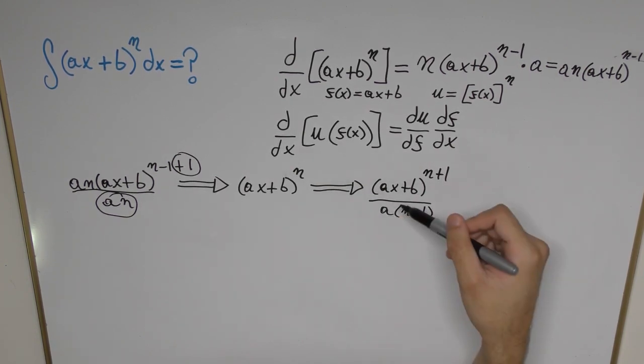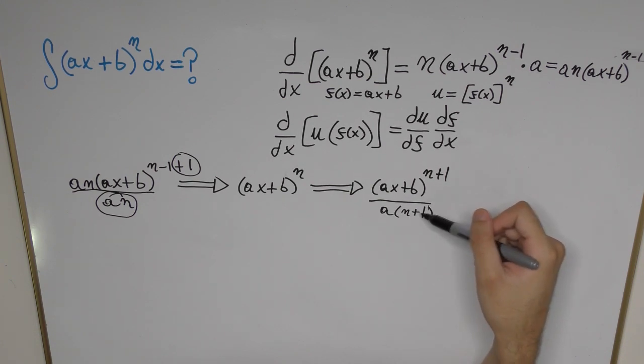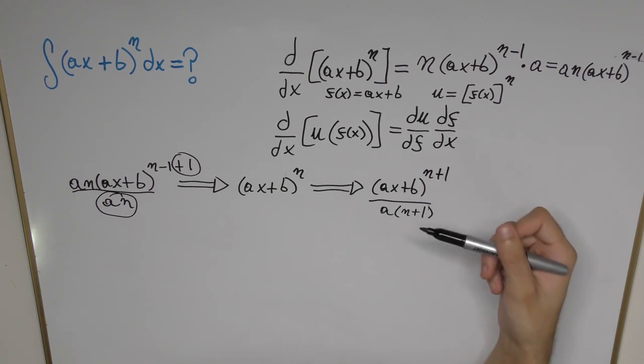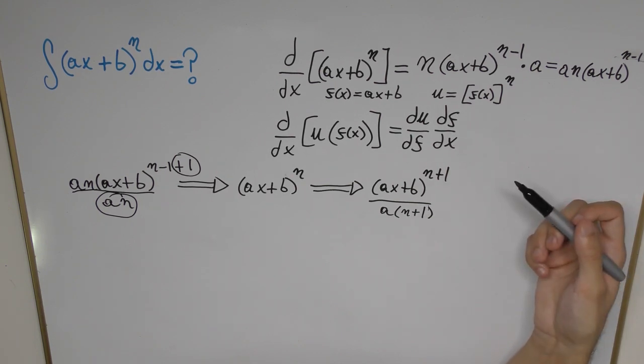Okay, so in doing so, what we're doing here is we're just adding 1 to the power, dividing by the new power times whatever constant is in front of x. So it's essentially very similar to what we were doing before with just single powers of x.